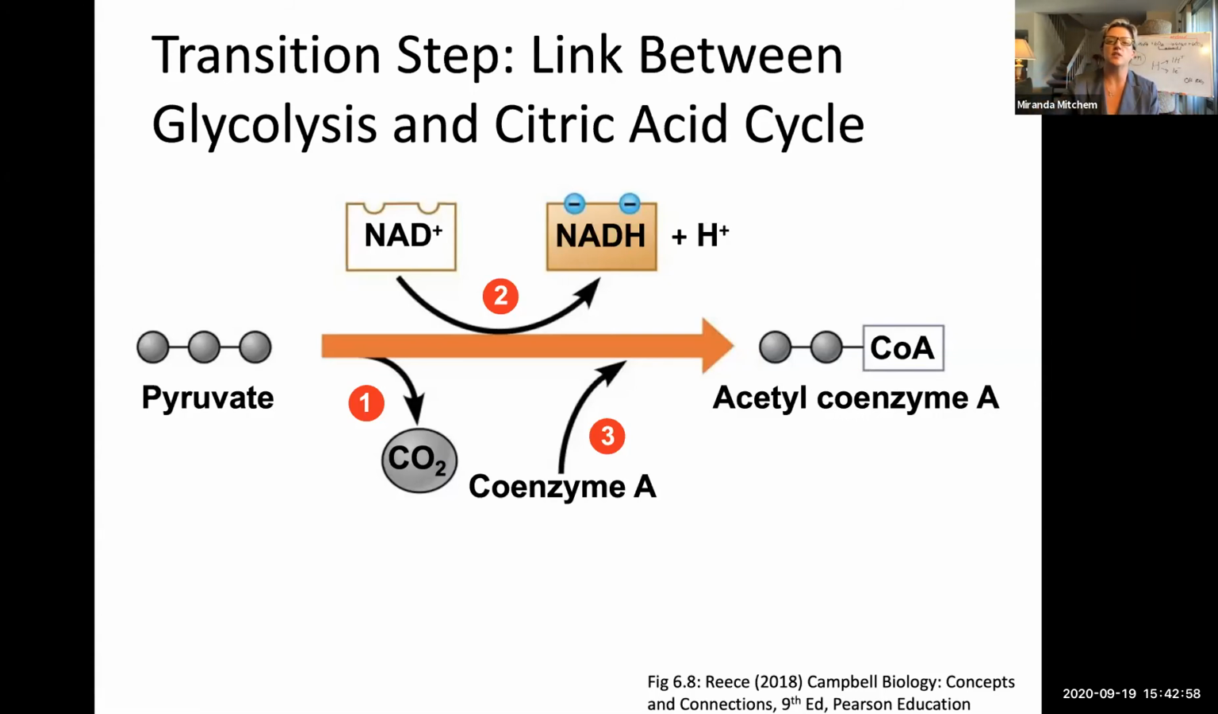So this is oxidation of pyruvate. So the starting material for the transition step is pyruvate, and the ending material is acetyl coenzyme A, or acetyl-CoA. There's no energy transformation that's happening here with ATP.